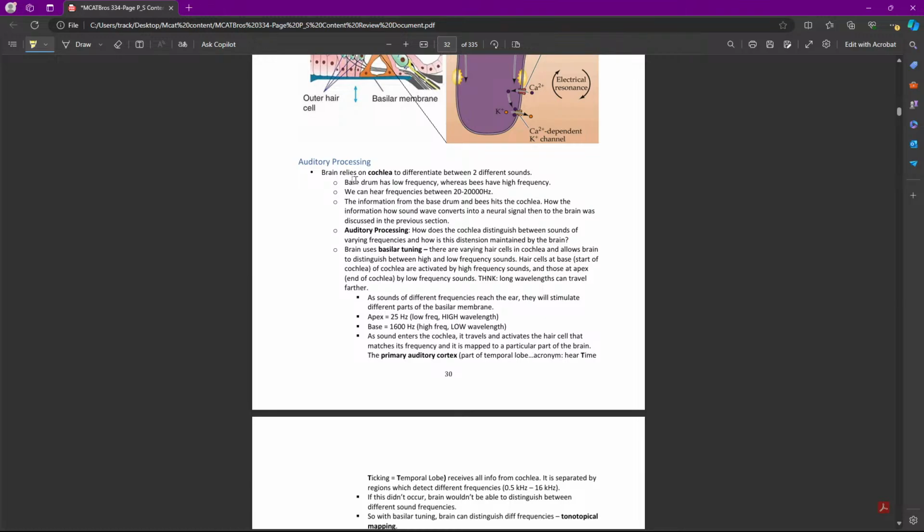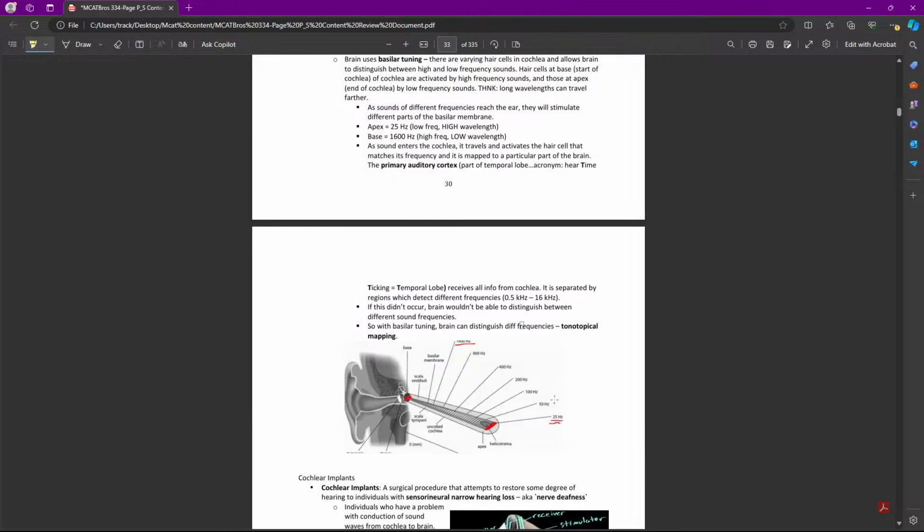As sound enters the cochlea, it travels and activates the hair cells, as I keep repeating myself about. The primary auditory cortex is in the temporal lobe, which makes sense. It receives all info from the cochlea and separates the regions which detect different frequencies. If this didn't occur, the brain wouldn't be able to distinguish between the different sound frequencies. So with tonotopic mapping, the brain can distinguish them.